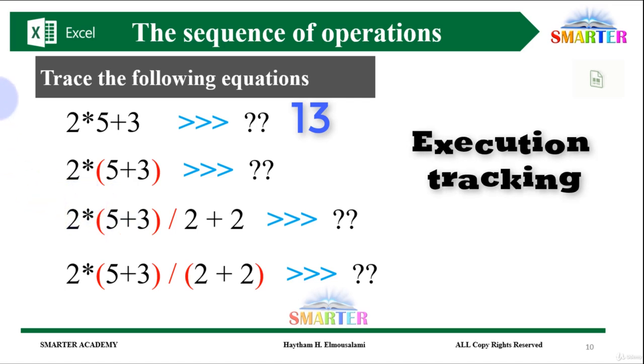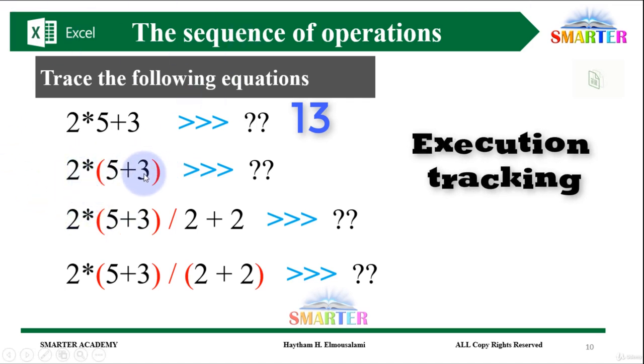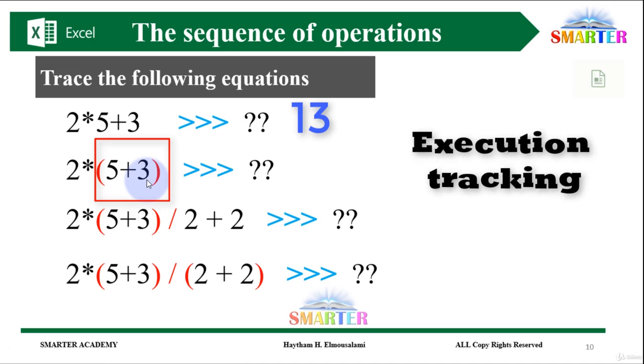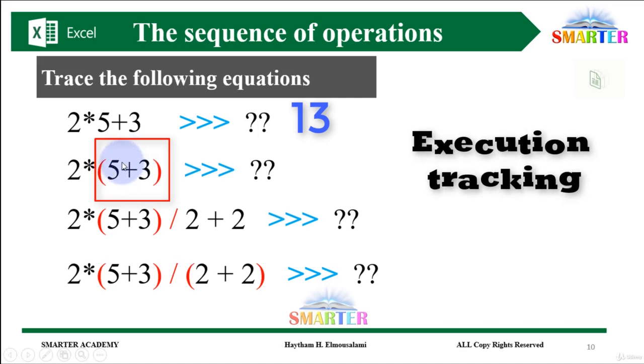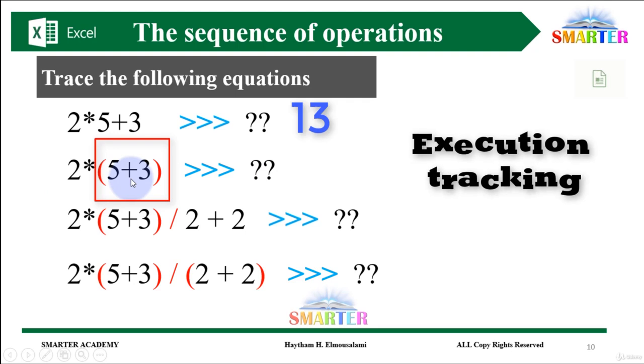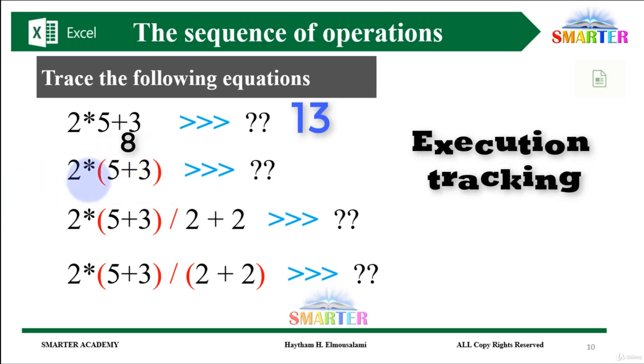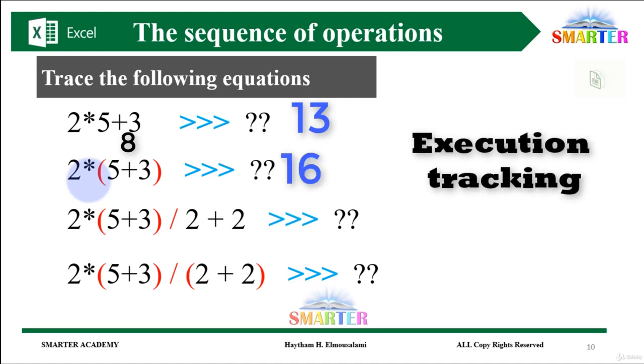In the next example here, 2 multiplied by parentheses 5 plus 3. Which operation will be executed first? Parentheses make priority for addition. So the first operation here is addition, 5 plus 3, the result is 8. And 8 multiplied by 2, so the final result will be 16.